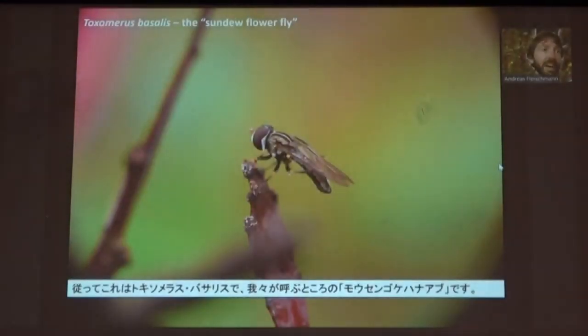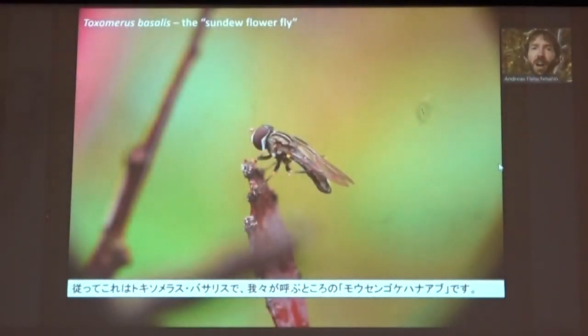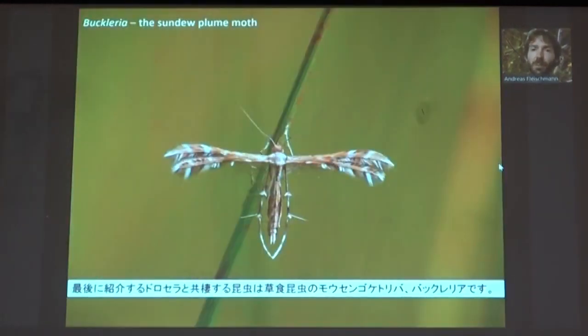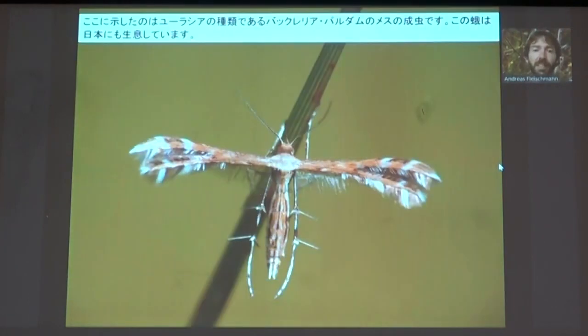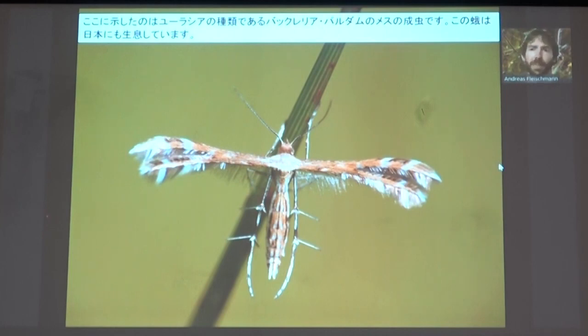So this was Toxomerus basalis. We called it the sundew hoverfly. And from the sundew hoverfly, I will show you now the last insect associated with Drosera I'm talking about. This is the sundew plume moth, the genus Buchleria, a pterophorid moth. Here you can see an adult female of the Eurasian species Buchleria paludum, and this moth species also occurs in Japan.